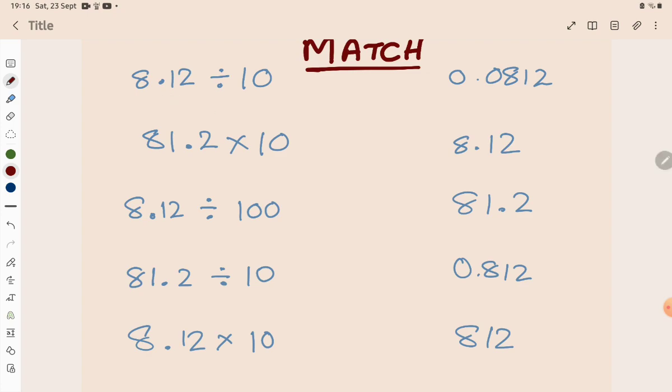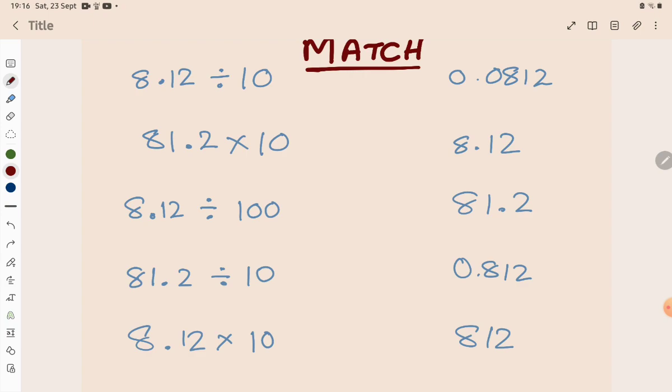So 8.12, 81.2, 8.12 again, 81.2 and 8.12. Either we're dividing by 10, which is in this case and in this case, or we're multiplying with 10, which is here and here, and or we're dividing by 100. Right? So let's just remove these. Okay, so we're supposed to match.